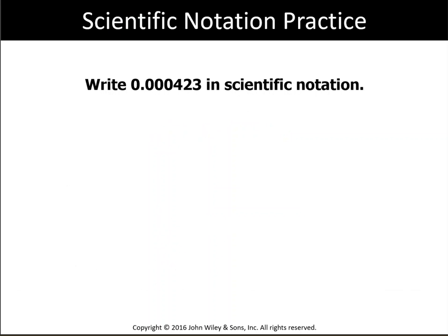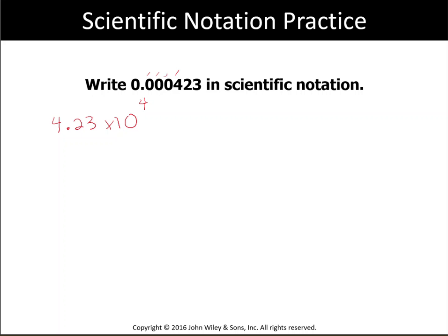So let's say we want to write this number 0.000423 in scientific notation. In order to write this in scientific notation, first step is to put the decimal right after the first non-zero digit. So 4.23 times 10. Now, we gotta find out what the power of 10 is here. So two ways we can do this. First of all, you want to count and see how many decimal places you move the decimal. So 1, 2, 3, 4.